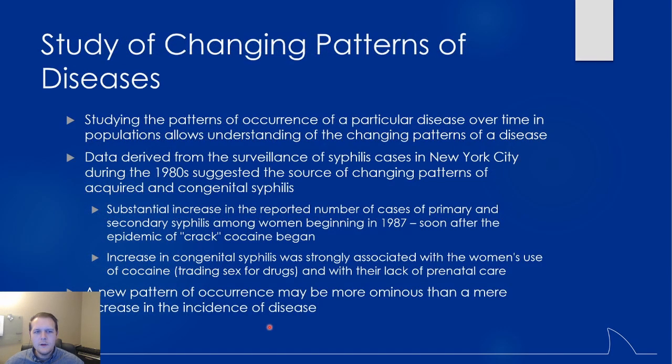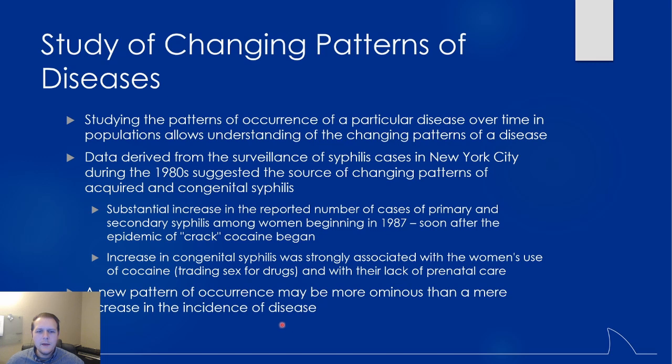And so by looking at those patterns of occurrence over time, it allows us to understand changing patterns of a disease. For instance, we're looking at cases of syphilis in New York City during the 1980s. It was really interesting because they started to notice changing patterns of acquired and congenital syphilis, right? So not only the people who are acquiring it, but also maybe infants who are picking it up.